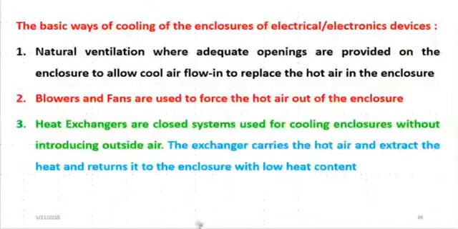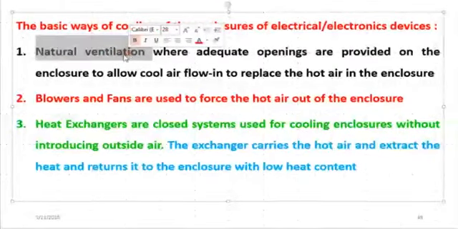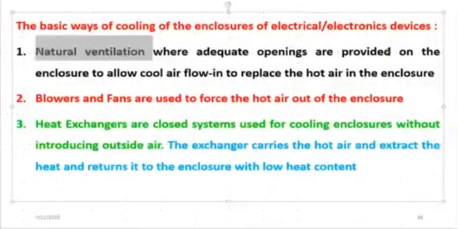Then what is the way out? The way out is to make sure that we provide different ways of cooling the enclosure of our system so that the heat inside is removed. How do we do that? We have three methods. Method number one is natural ventilation. That is where adequate openings are provided on the enclosure in such a way that cool air from the surroundings will go into the enclosure and push away the hot air inside the enclosure. By doing that, you are reducing the temperature in your enclosure.